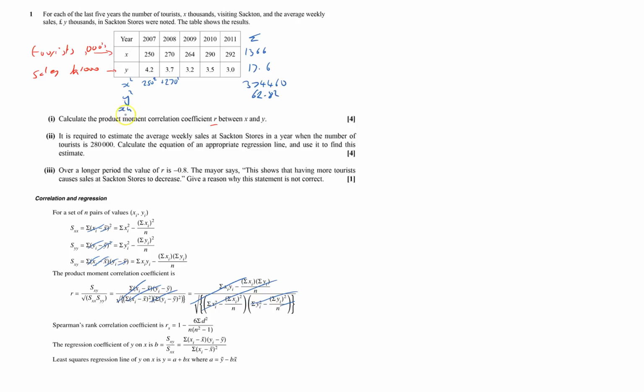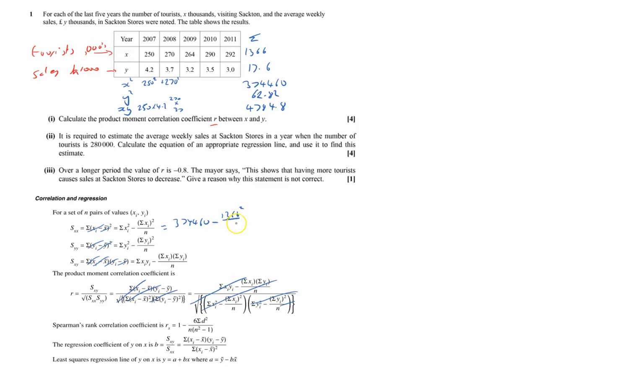And finally, the xy's. Well, the first one will be 250 times 4.2. The next one will be 270 times 3.7. And if I add all those up, I get 4,784.8. And now I can work out what these things are. Sxx is the sum of x squared, so that's 374,460 minus the sum of x, which is 1366, squared over n.